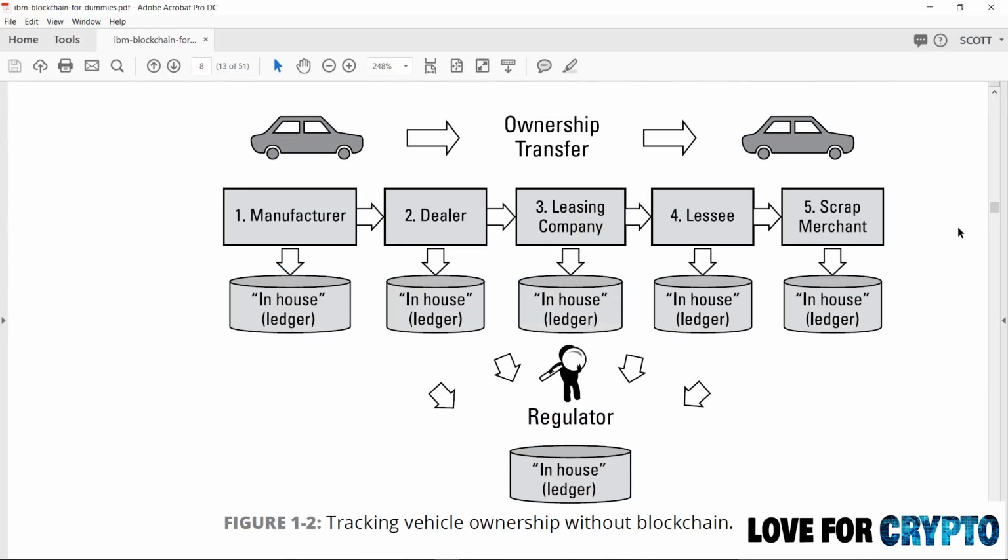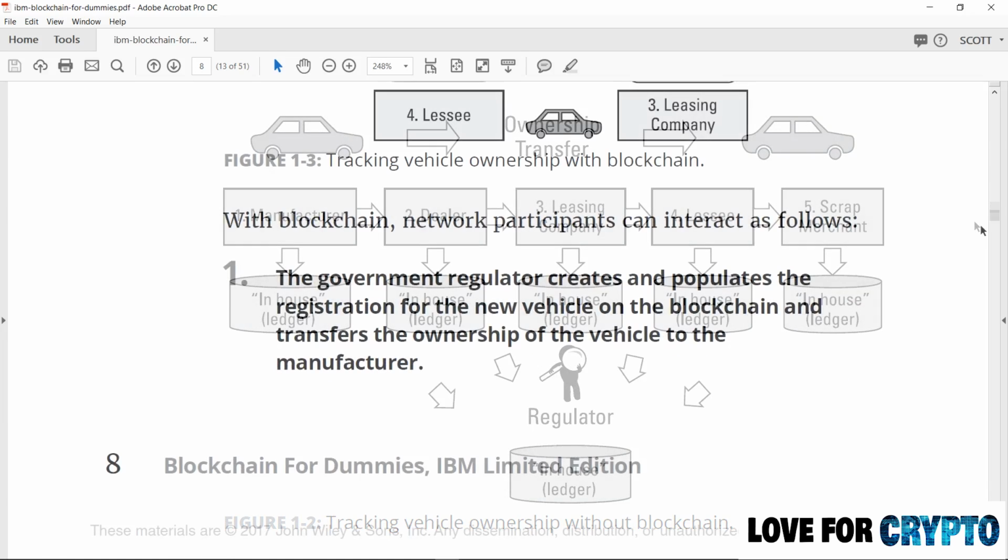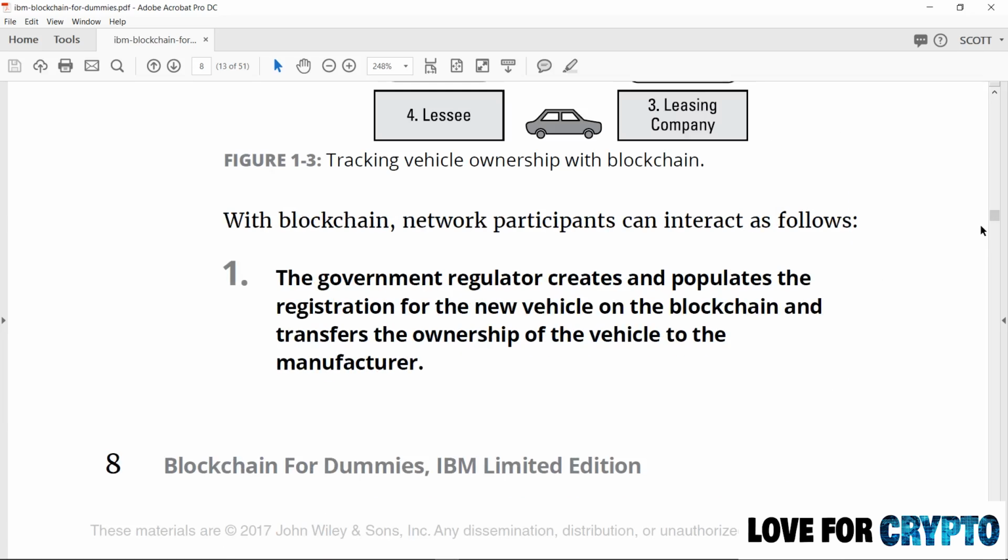So here we have tracking ownership of a vehicle without blockchain, from manufacturer to dealer to leasing company to leasee to the scrap merchant. All the details and information of those transactions are put into in-house ledgers that are then sent to the regulator, and anyone wanting to look at anyone else's ledgers or the previous or future transactions needs to go to the regulator's in-house ledger. With blockchain, network participants can interact as follows.